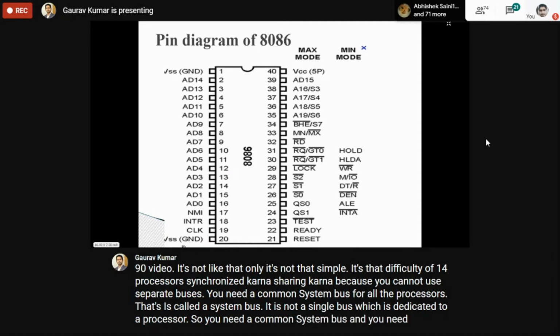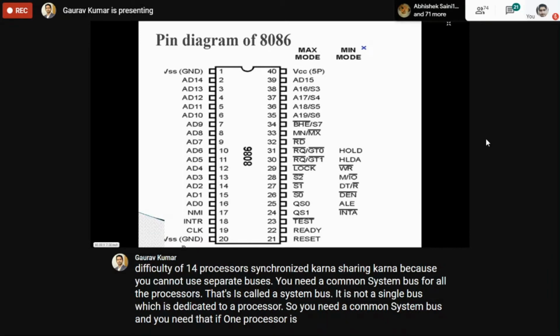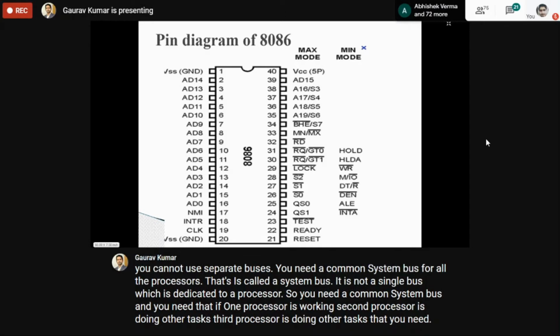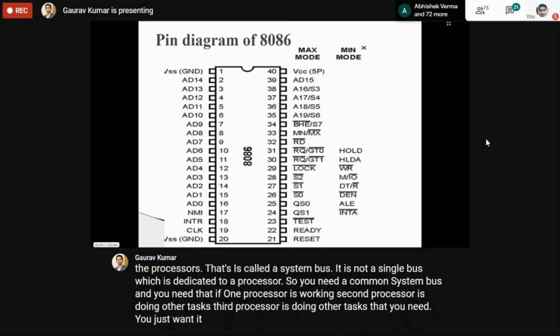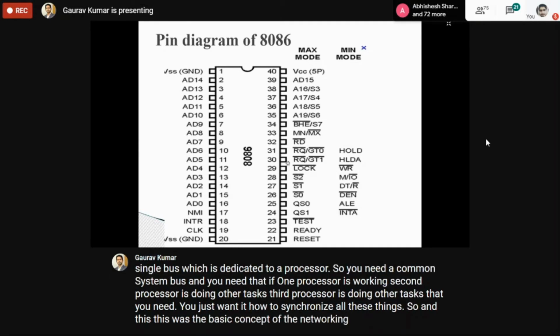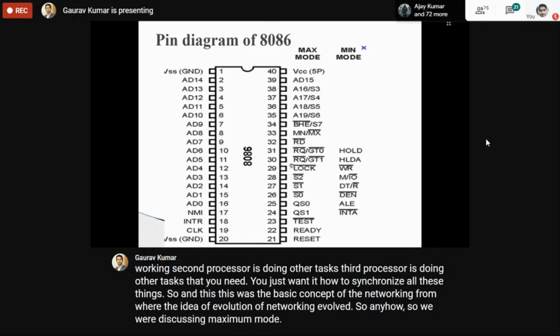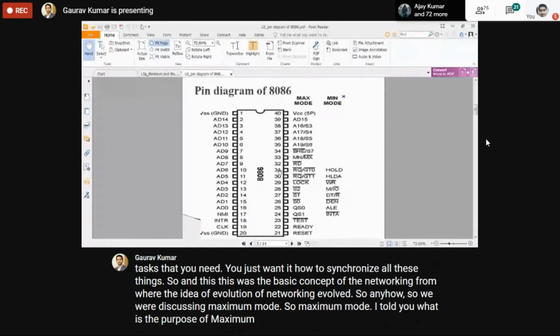So anyhow, we were discussing maximum mode. I told you what the purpose of maximum mode is, and the last disadvantage was that it increases the cost of the system also. In maximum mode, the dedicated pins, I told you, are from 24 to 31, and you need to extract all these signals in maximum mode. The purpose is this only. So first of all, we started with RQ/GT0 and RQ/GT1. I told you what these are: request and grant.